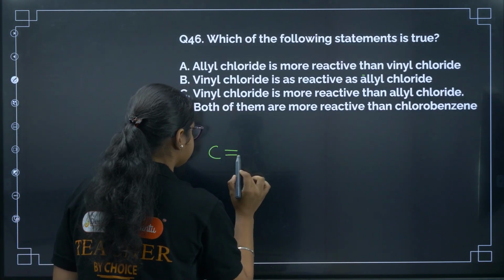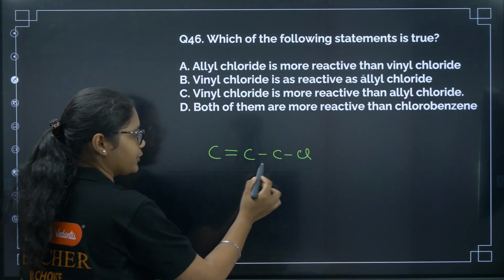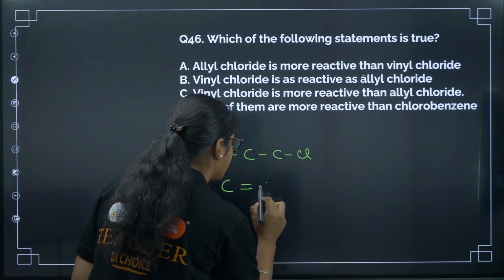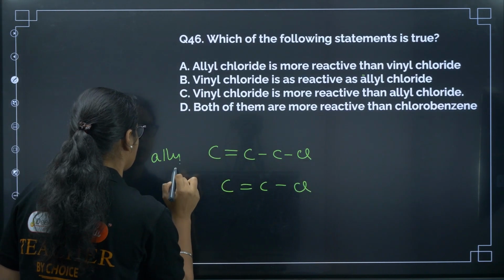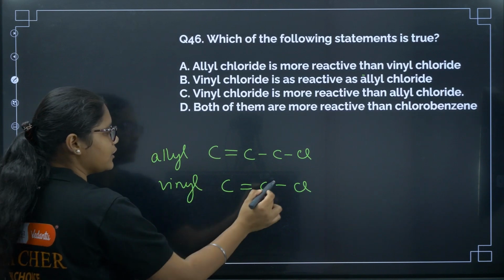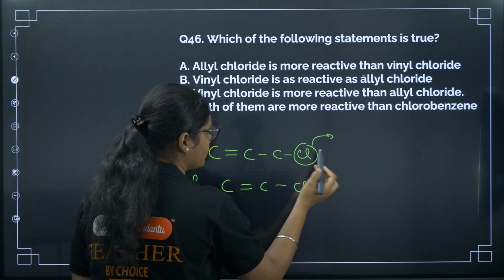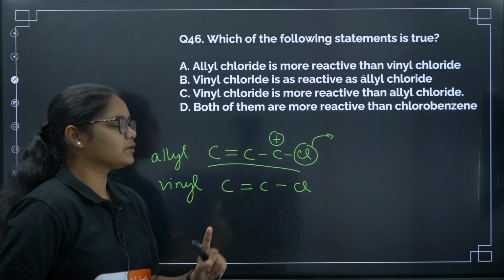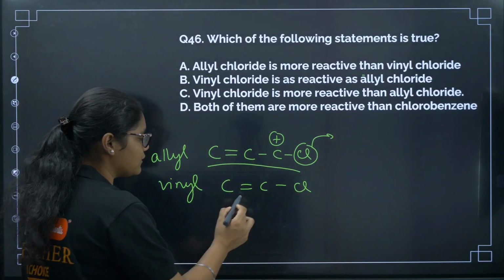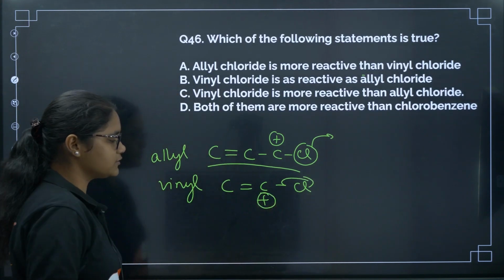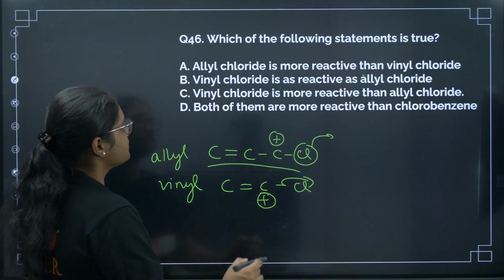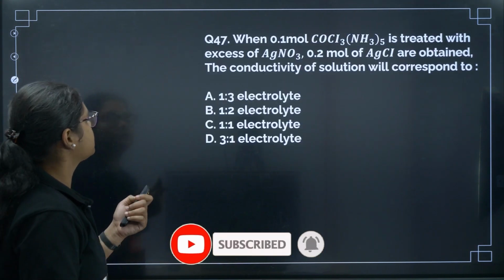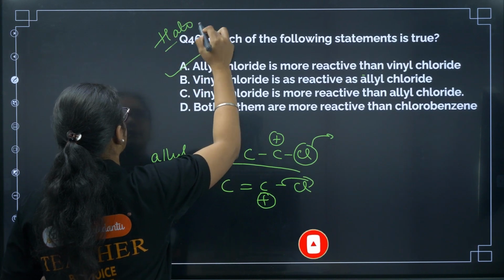If you see, this is allyl chloride, where the functional group is attached to the carbon next to the double bond, and vinyl chloride is this one. This is allyl and this is vinyl. Now if the chlorine is removed here, we get a positive charge which is highly stable due to resonance. That is why allyl chloride is always more reactive than vinyl chloride. But here, if it is removed, we get a positive charge which is not stable. So the correct answer is that allyl chloride is more reactive than vinyl chloride, option number A. This question you can relate to your haloalkanes chapter.